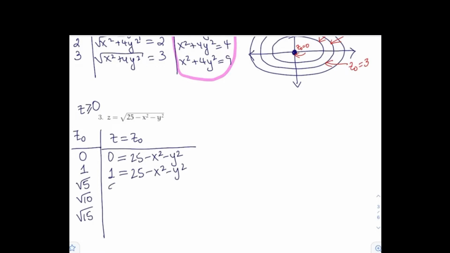I'm going to go ahead and square all of it. 5, this expression here, 10, and 15.